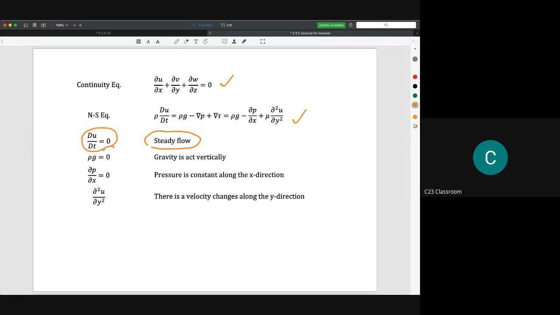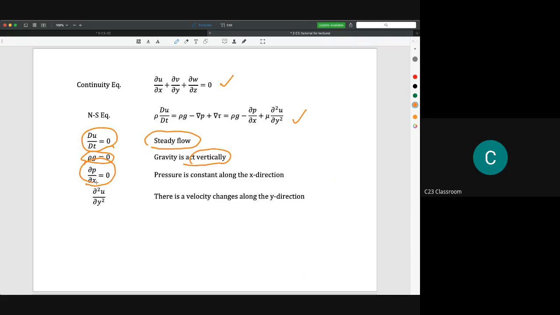And then because the plate is horizontal, we know that gravity acts vertically, so the term of rho g is equal to 0. And then we assume that the pressure is constant along the x direction, because this is the common assumption.